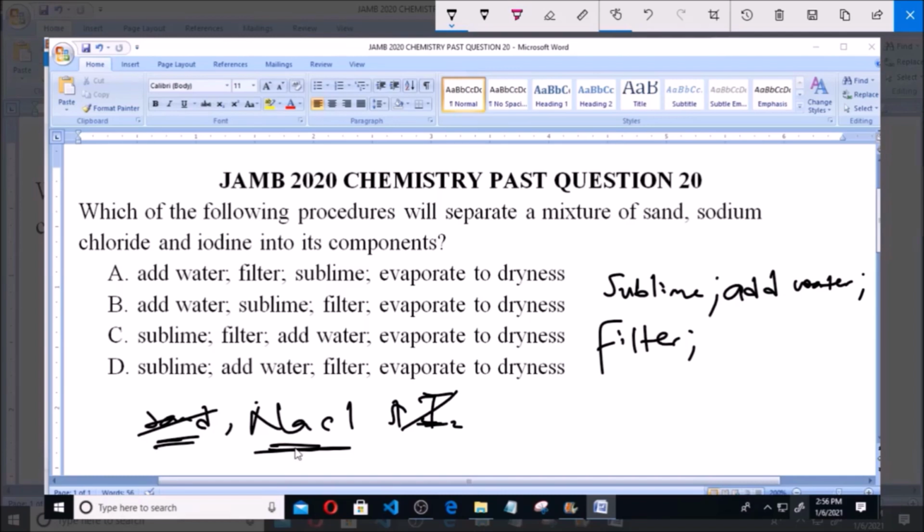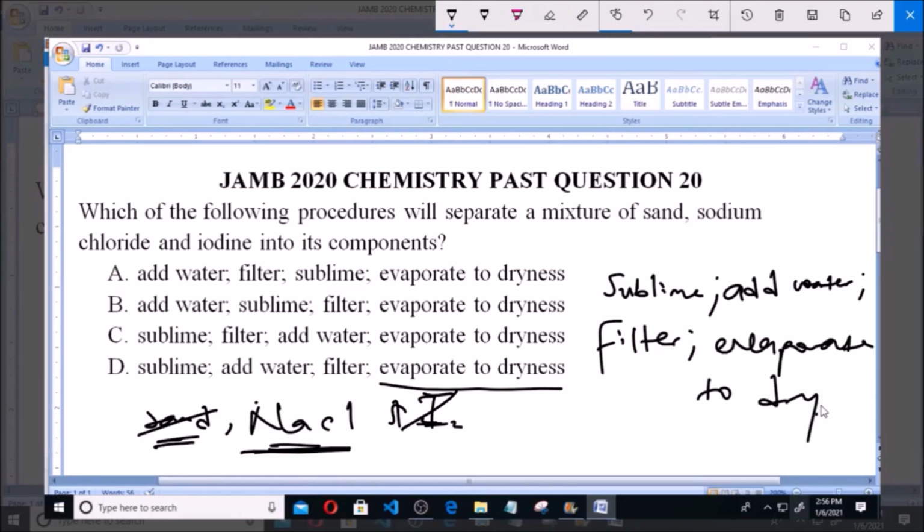Now to get sodium chloride, since it is soluble, we evaporate that solution to dryness. By evaporating to dryness, the water we added will go, giving out sodium chloride. So we evaporate to dryness.